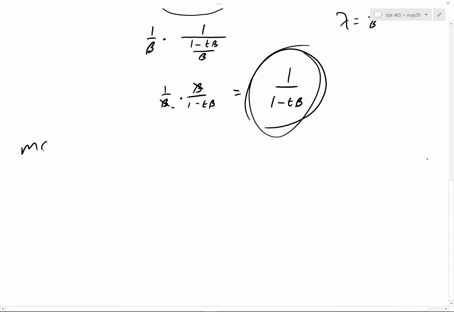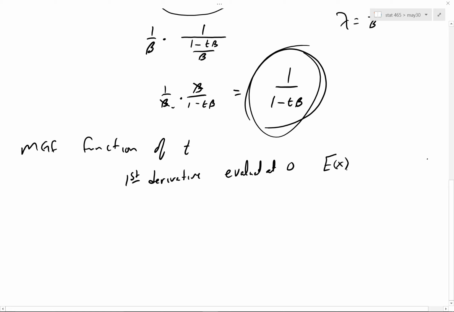Notice that the MGF is a function of t. So the game is this. If you take the first derivative and evaluate at 0, you will get, in theory, the first moment. If you take the second derivative and evaluate at 0, you will get the second moment, and so on and so forth.